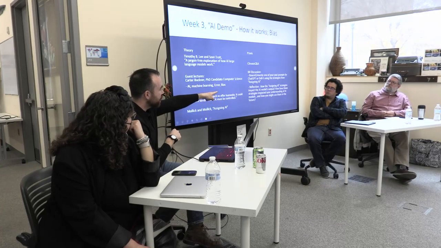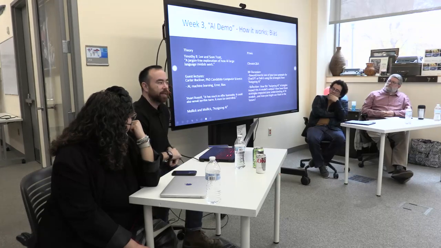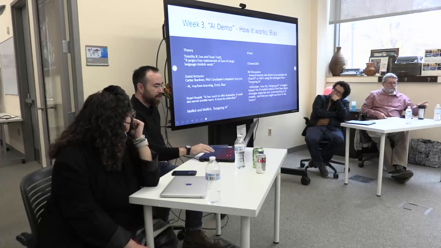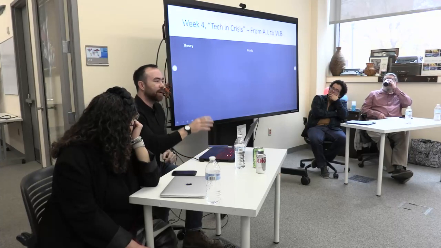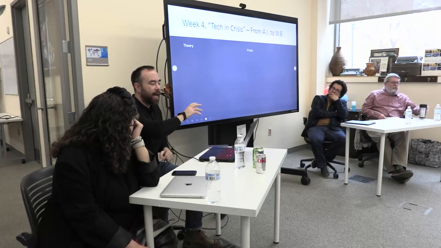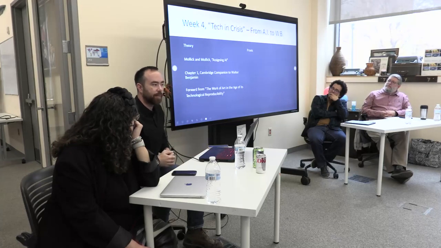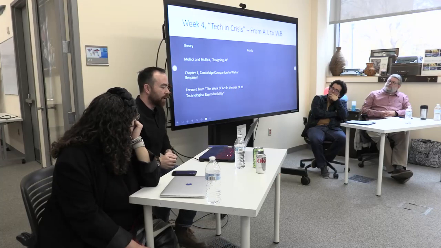Then I had them rework one of their past prompts, now using some of the strategies they picked up from assigning AI. I don't have samples for that because I just want to jump to the next one, which is a transition. Now we're moving out of our AI unit into a unit where we're doing a close reading of Walter Benjamin's seminal essay, The Work of Art in the Age of Its Technological Reproducibility.